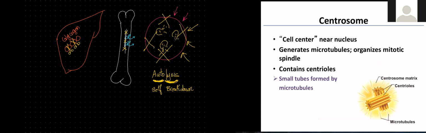Moving on to another organelle that we have in the cells. This is the centrosome, and this is translated into the cell center. It's actually very close to the nucleus.